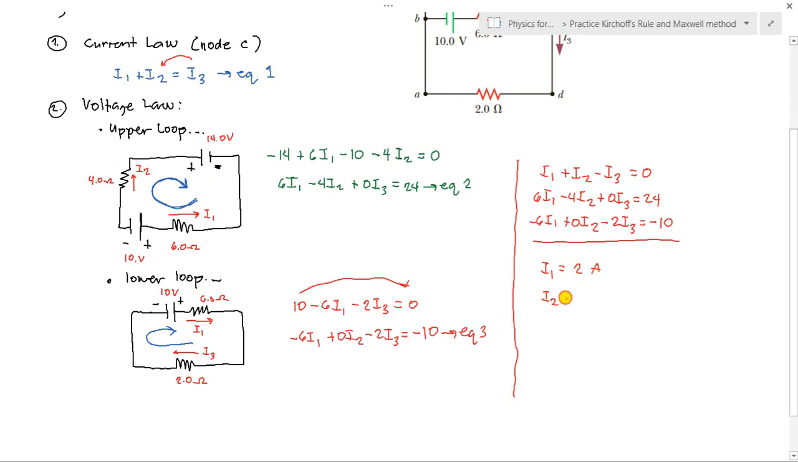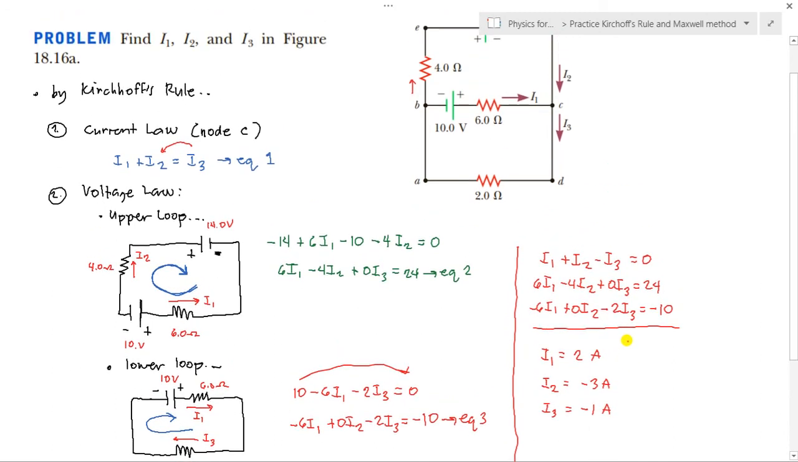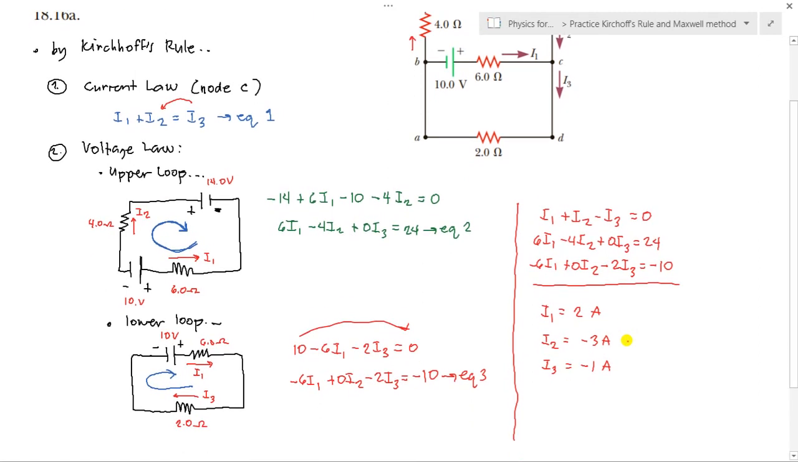Our I2 is equal to negative 3 amperes. Our I3 is equal to negative 1 amperes. So class, what is the meaning of this I2 being negative 3 amperes? What is the indication of that? What does that negative mean, class?